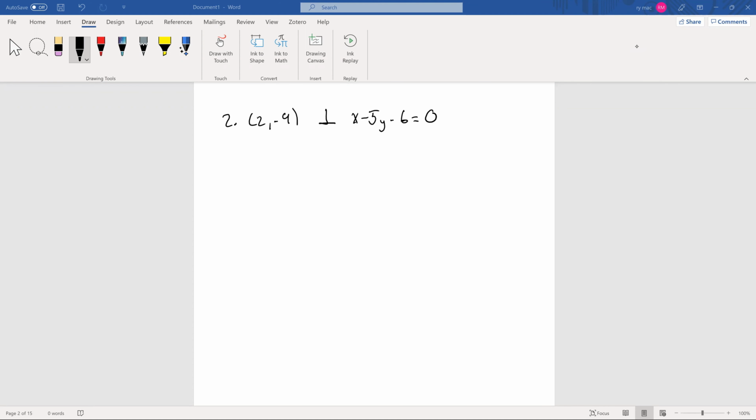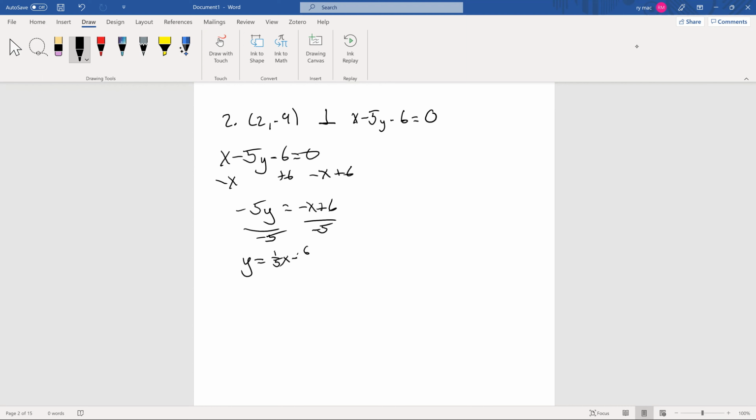All right, so the first thing that I have to do is take my original that they gave me and get it equal to y. I'll rewrite it down here. I'm going to subtract the x and add the 6 over. So I get -5y is equal to -x plus 6. And then I'll divide by -5. So I get y is equal to 1 over 5x minus 6 over 5.